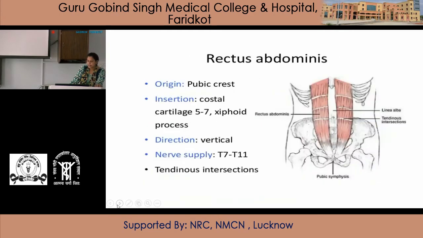And next is the rectus abdominis muscle, which is the midline muscle, covered by the aponeuroses of 3 muscles: the external oblique, internal oblique and transversus abdominis. The rectus abdominis is the central muscle. It arises from the pubic crest and inserts into the costal cartilages 5 to 7 and the xiphoid process. Its direction is vertical, it is supplied by T7 to T11, and there are tendinous intersections between the fibers of the rectus abdominis.